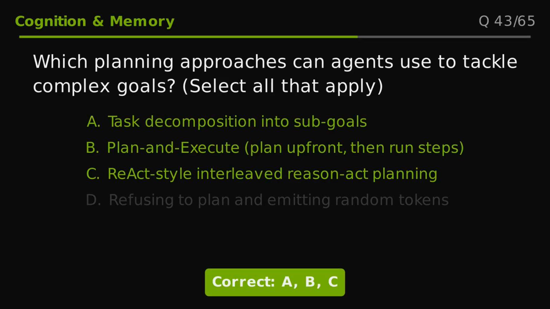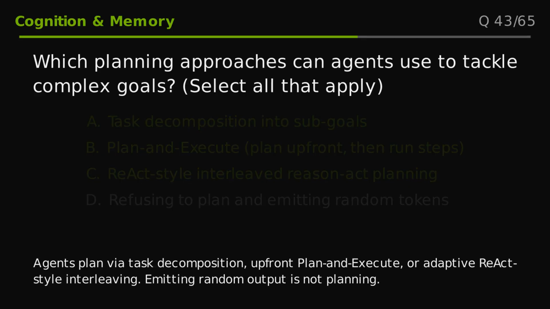The correct answers are A, B, and C. Agents plan via task decomposition, upfront plan and execute, or adaptive ReAct-style interleaving. Emitting random output is not planning.